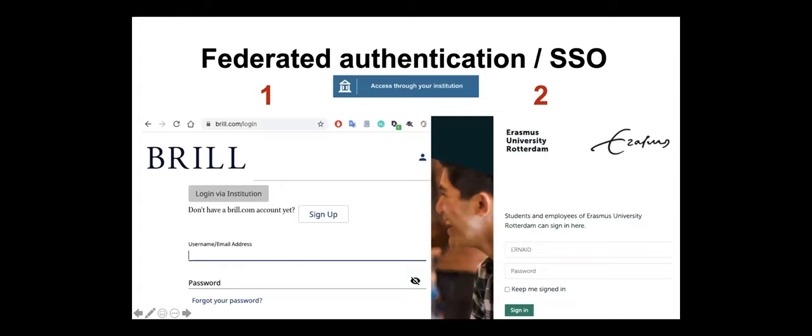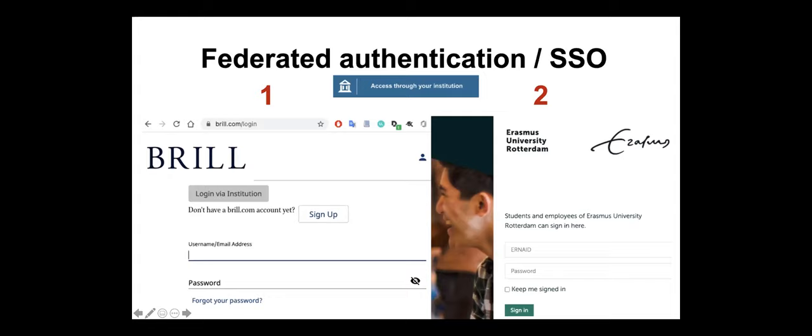As librarians, we see an increasing demand for authentication. Publishers tend to move away from IP-based authentication towards personal authentication based on federated single sign-on. And whenever you are authenticated on a publisher's platform, also open access articles are consulted within your logged in session. So we should be aware of privacy.